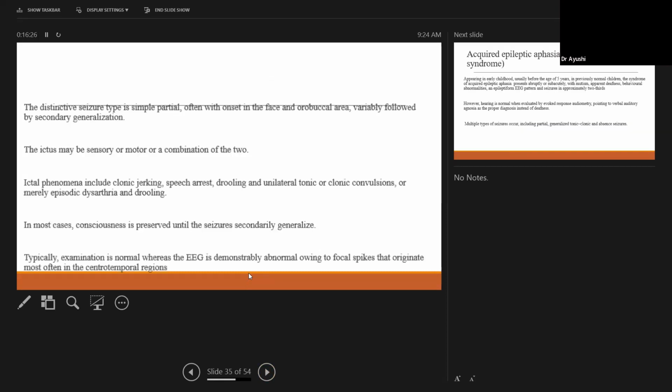The distinctive seizure type is simple partial, often with onset in the face and oral buccal area, variably followed by secondary generalization. The ictus may be sensory or motor or a combination of the two. Ictal phenomena include clonic jerking, speech arrest, drooling and unilateral tonic or clonic convulsions, or merely episodic dysarthria and drooling. In most cases, consciousness is preserved until the seizures secondarily generalize, and typically examination is normal, whereas the EEG is demonstrably abnormal, owing to focal spikes that originate most often in the centrotemporal regions.